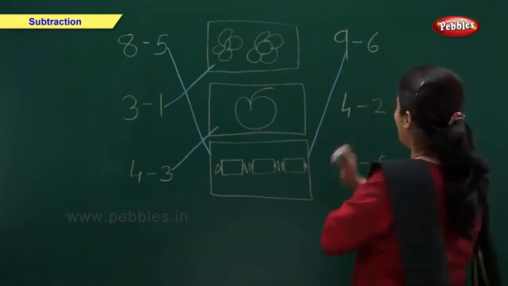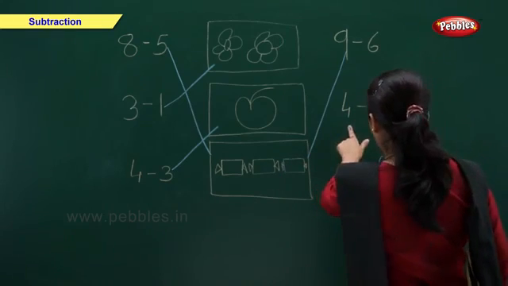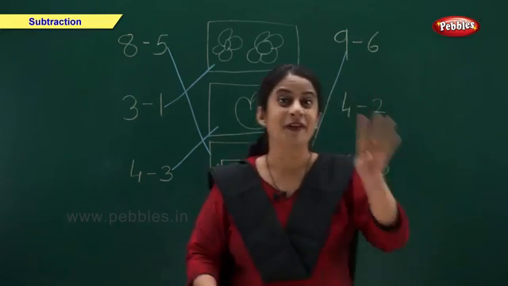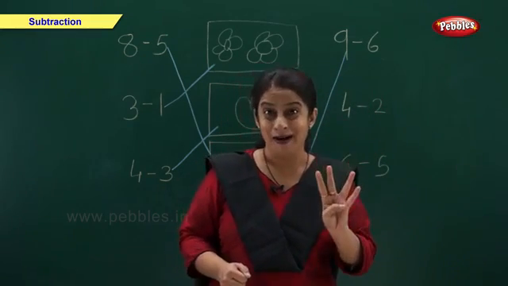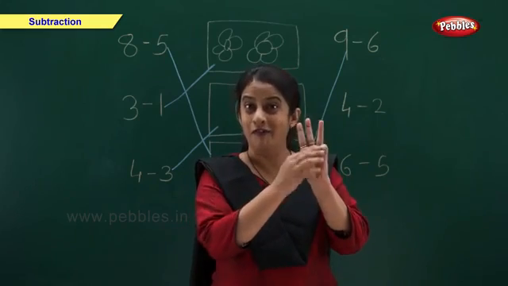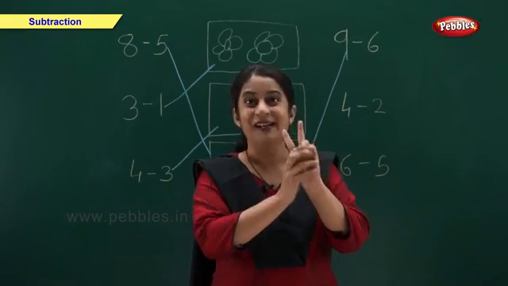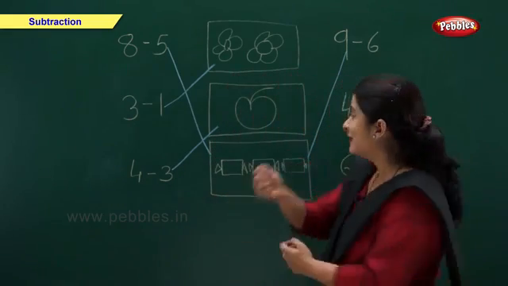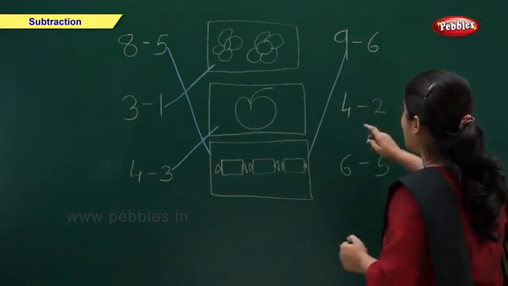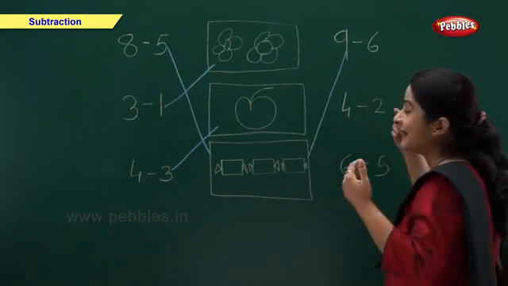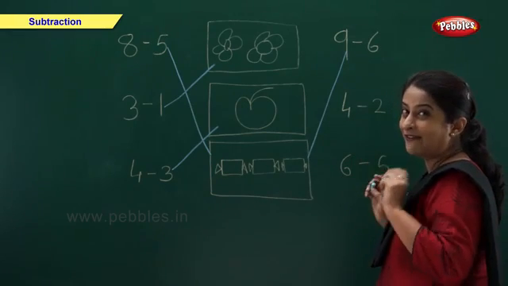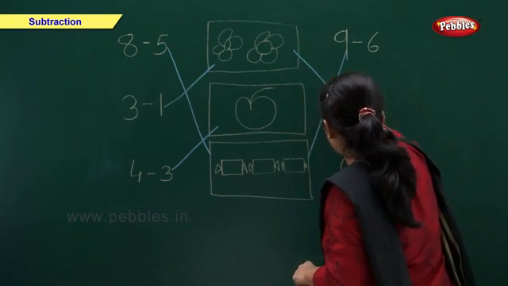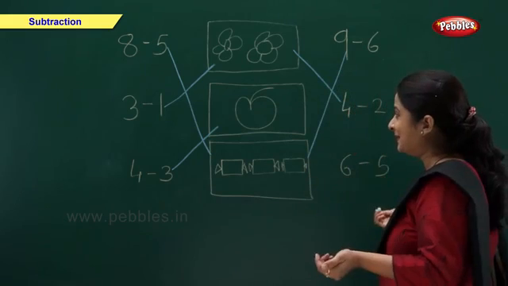And what else we have? Oh, we have 4 minus 2. Let's count. 4 fingers minus 2 fingers. 1 and 2. How many fingers left? 2. So, let's match. 4 minus 2 is equal to 2. And we have 2 beautiful flowers. 4 minus 2 is equal to 2.